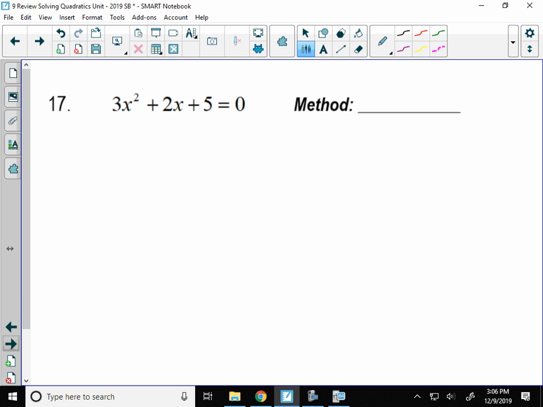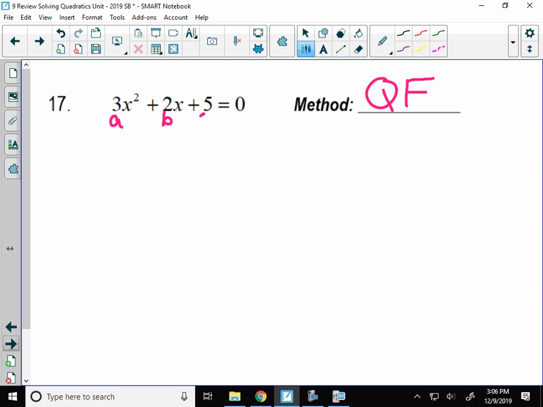I can try to complete the square, but what I'd have to do is divide everything by 3, and 2 and 5 are not divisible wholly by 3. So it looks like quadratic formula is going to be our best bet. Although you could use complete the square, you would just get a lot of fractions.